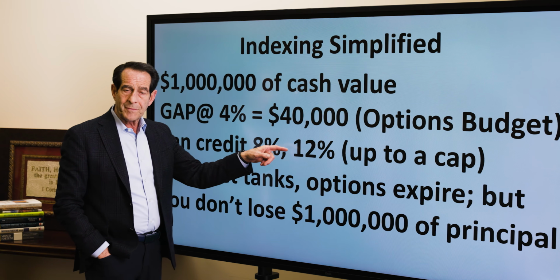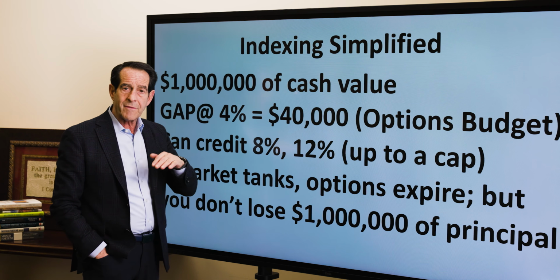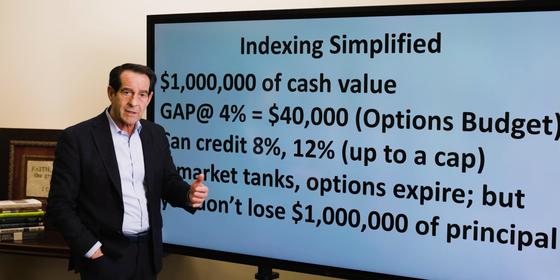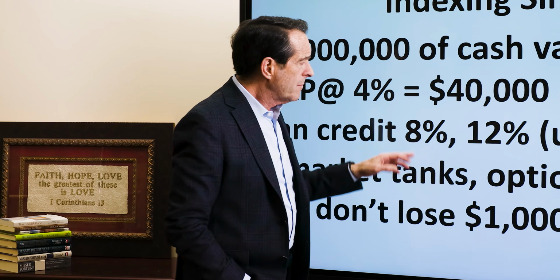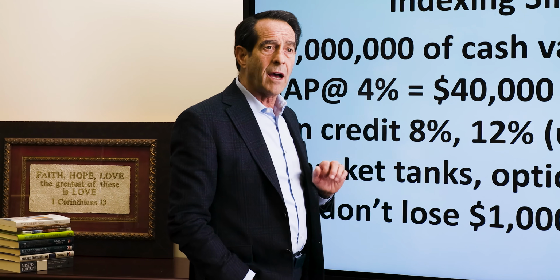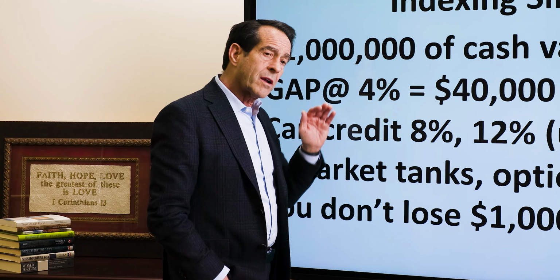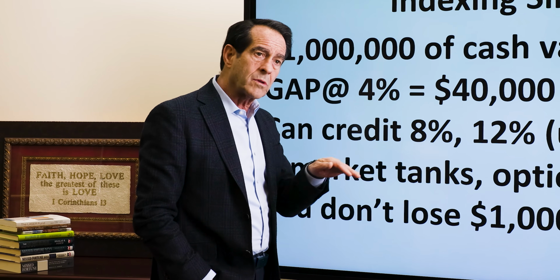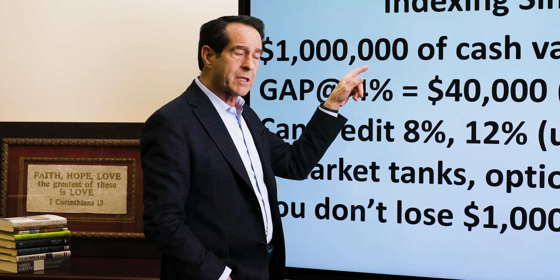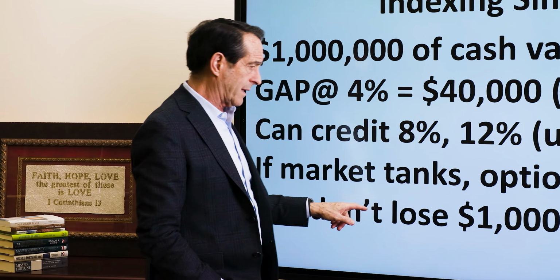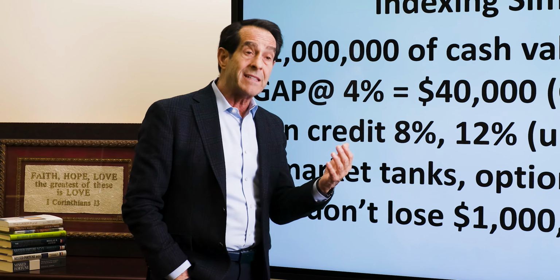Up to a cap. Now, during different time periods, I've had caps of 16%, 17%, 21%, 25%, sometimes no cap. But there's usually a cap. The trade-off is if the market crashes, you don't lose. You may not make anything, but you don't lose your $1 million principal. The options expire worthless.